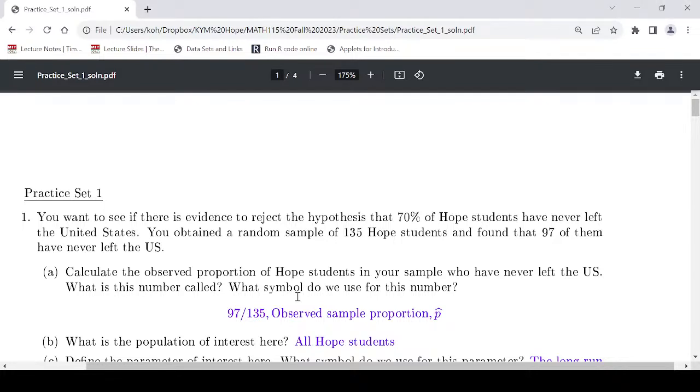So first of all, this first question, it's very important to identify what the status quo is. The thing that we want to check is whether there's any support for the hypothesis that 70% of Hope students have never left the United States. To test this, we take a sample of 135 students and we find that 97 of them have never left. So this one is pretty basic. It should be something that you're used to from school. The proportion is 97 out of 135 that you observe. This is observed, and so the symbol is just p.